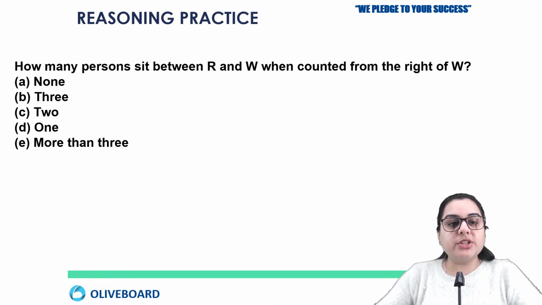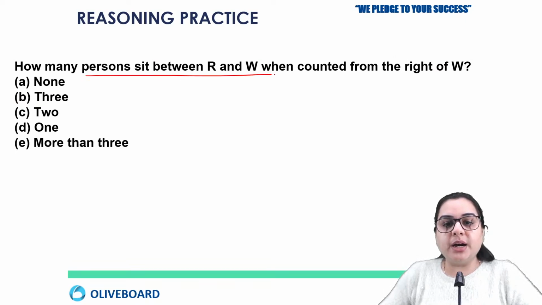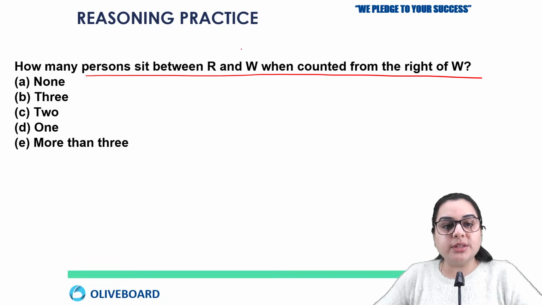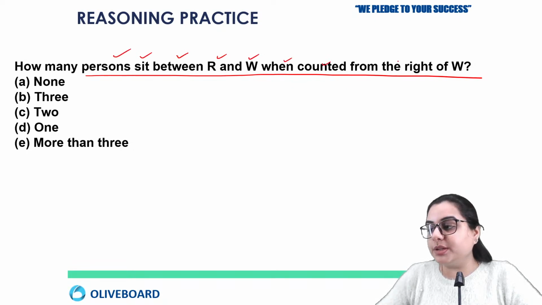Right? Next question, how many persons sit between R and W when counted from the right of W? Now this is your question, that how many persons sit between R and W when counted from the right of W. You have to check out starting from the right of W. Okay.